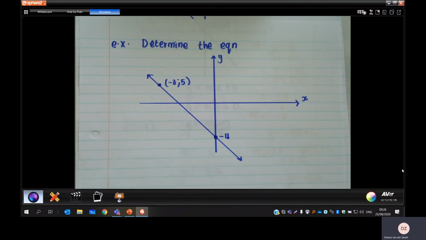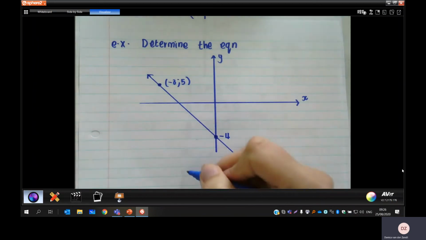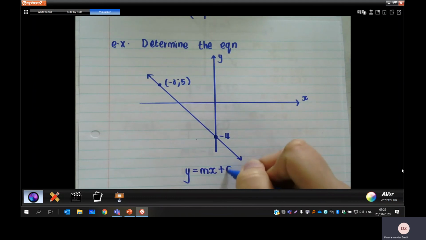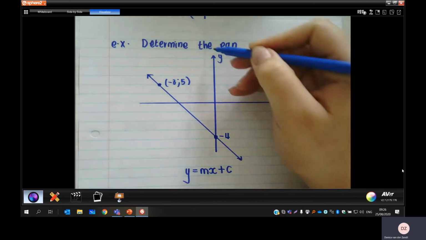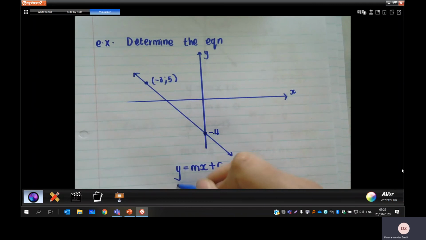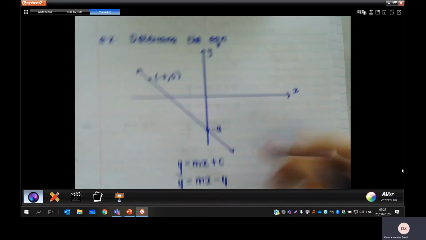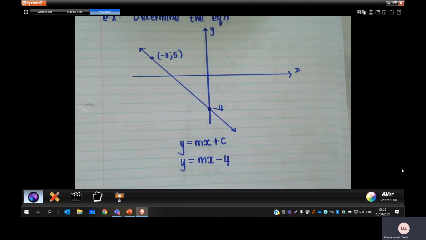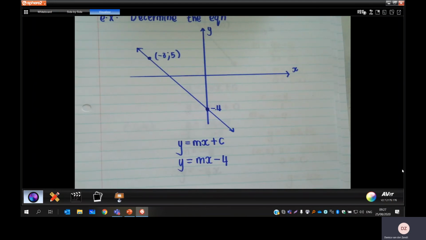Okay, let's have a look. So I always start with y equals mx plus c. Can I fill in the c value immediately? There's my y-axis. It is cutting my y-axis at -4, so I can put c equals -4 in there at the beginning already. What do I need to do next?